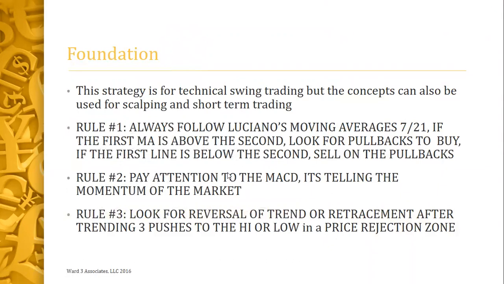Rule number 2, pay attention to either your MACD or your RSI. It's telling you the momentum of the market. So you want to try to trade in line with the different indicators and the trend of the market itself. Rule number 3, you want to look for a reversal of trend or retracement after trending 3 pushes to either the high or low in a price rejection zone. And our price rejection zone is in between the 618 and the 886.